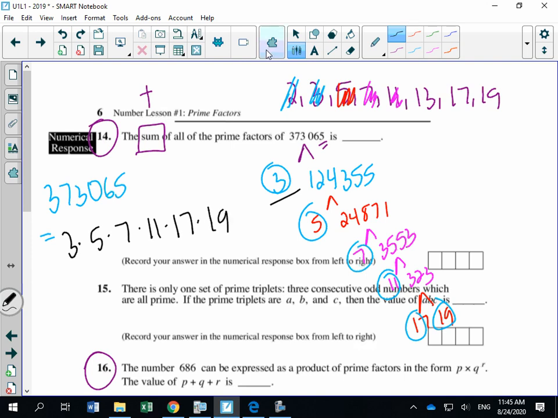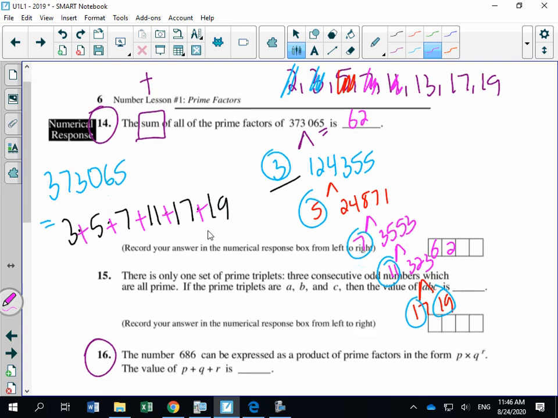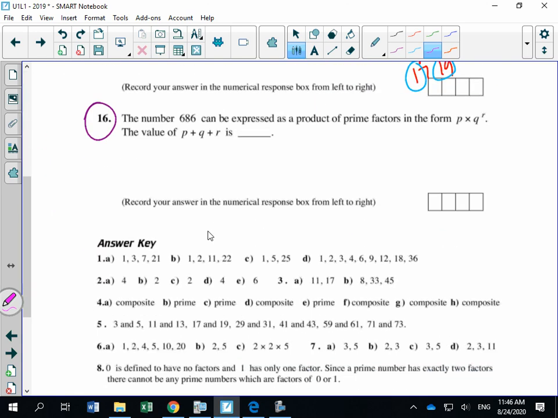And the question asks what is the sum of all of its prime factors? So these are the prime factors and this is the product. But what this question is asking is what is the sum? Sum means you would add this together. If you type on your calculator 3 plus 5 plus 7 plus 11 plus 17 plus 19, we should get 62 as your answer. So the answer for that would be 62.